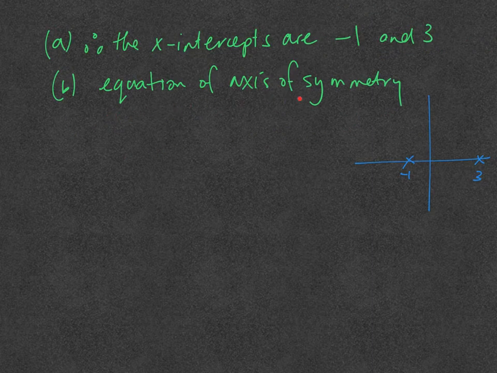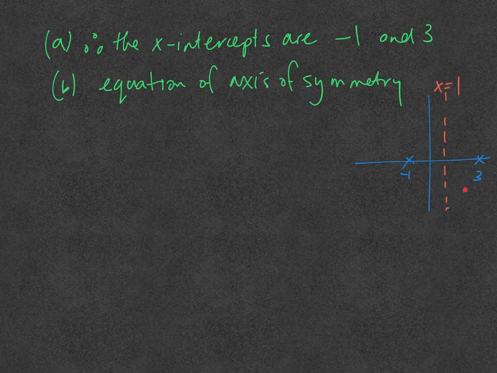We want the equation of the axis of symmetry. I've plotted the two zeros on the x-axis. That's why they're called x-intercepts or zeros. The equation of the axis of symmetry would be halfway between those. The distance between these two is 4, so to go halfway, I'd have to go 2 in from here or 2 in from here.